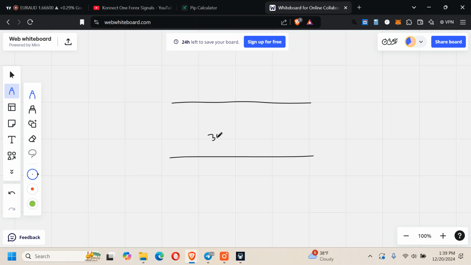Here's 30 pips. Okay. Took the time to write pips. Okay, there's 30 pips. Up here is our TP for the short, down here is the TP for the buy, right? So this would be the buy stop.